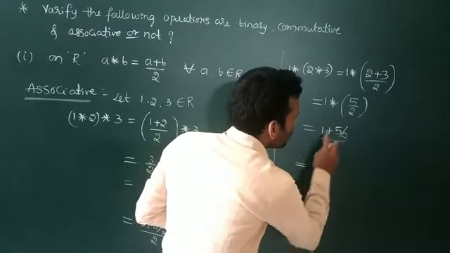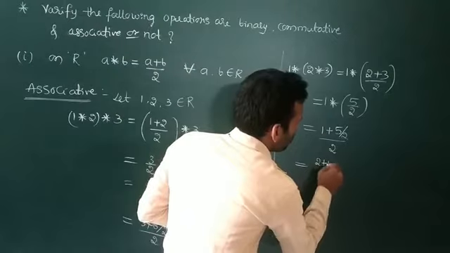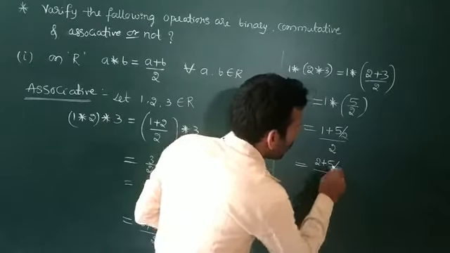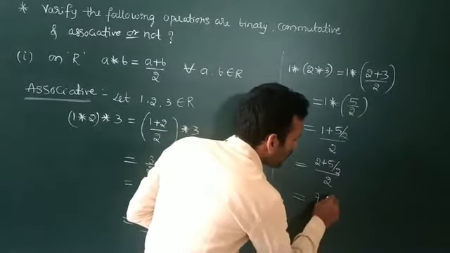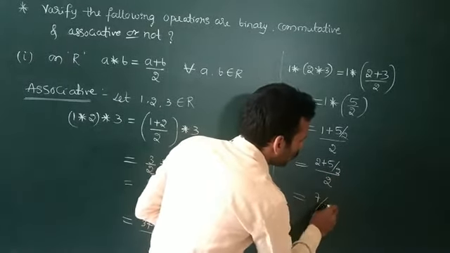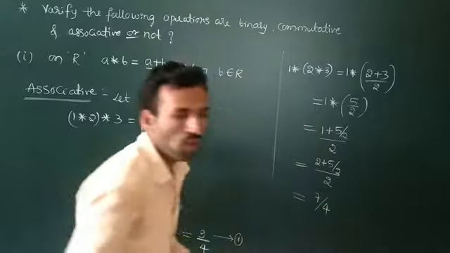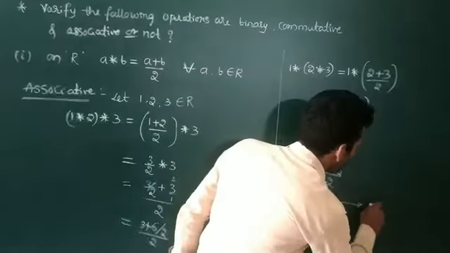2 plus 5, that is (2 plus 5) divided by 2, whole divided by 2. 2 plus 5 is 7. 7 divided by 2, whole divided by 2, means 7 by 4. 7 by 4 is equation number 2.